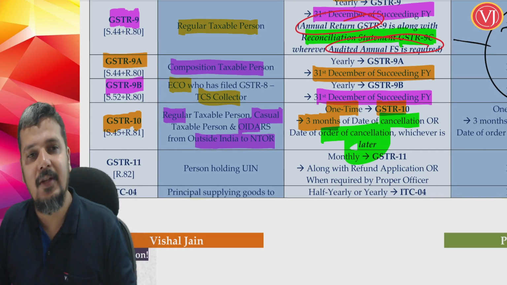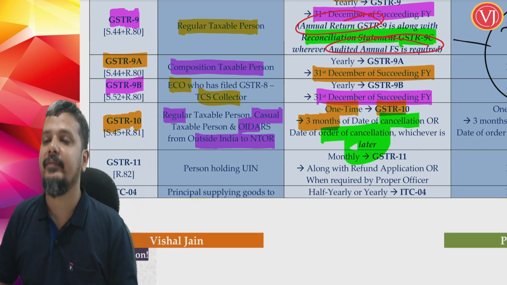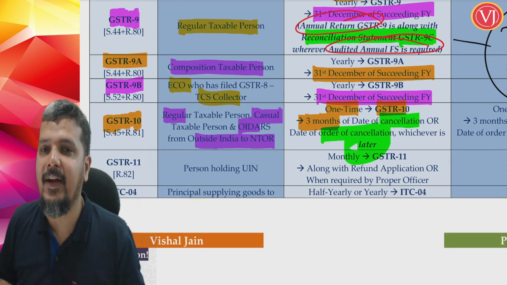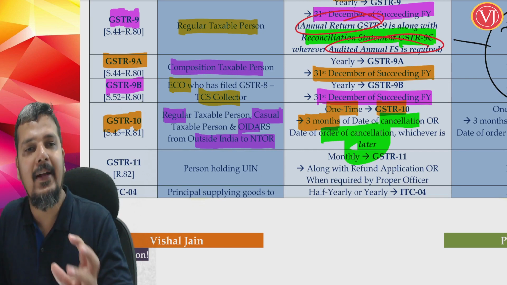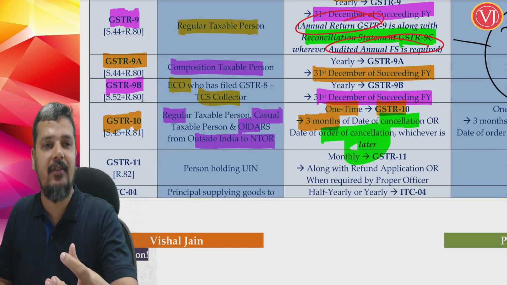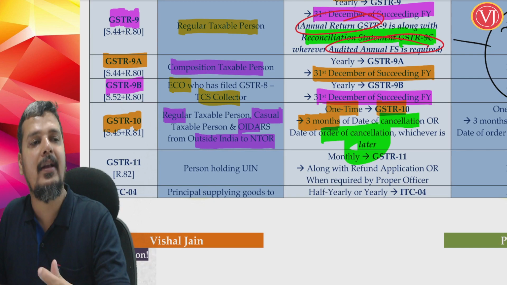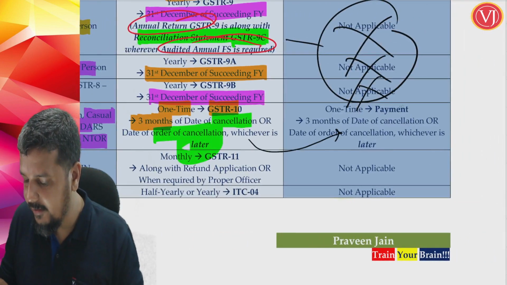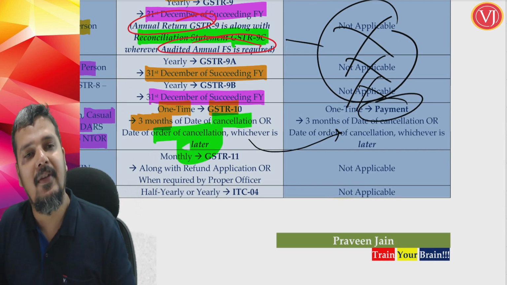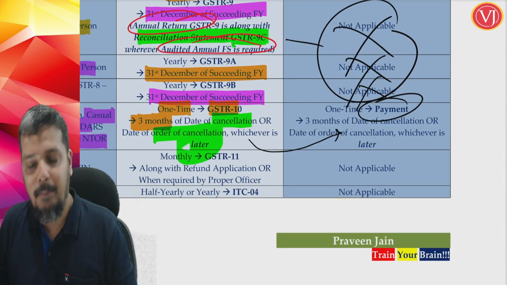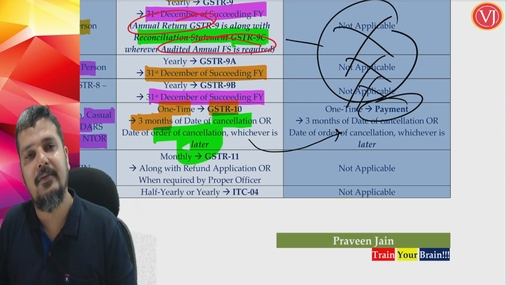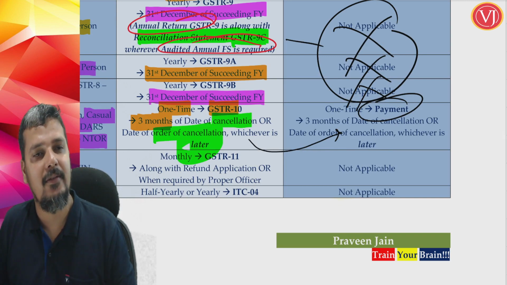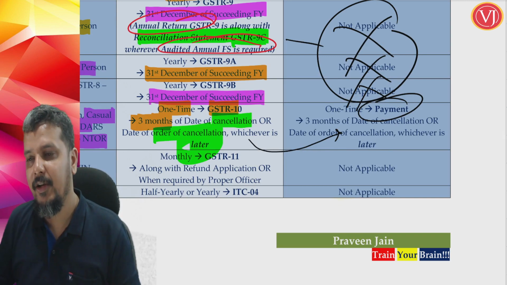And as I said, what is the purpose of the final return? The purpose is to show the pending stock that you have as on the date of cancellation. On that, if you have enjoyed input tax credit, you have to make the payment. Even otherwise, you have to make the payment. It is along with payment, with the same due date.